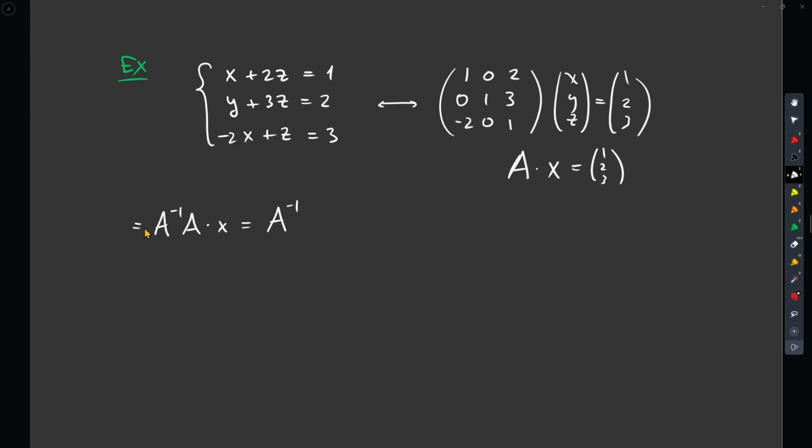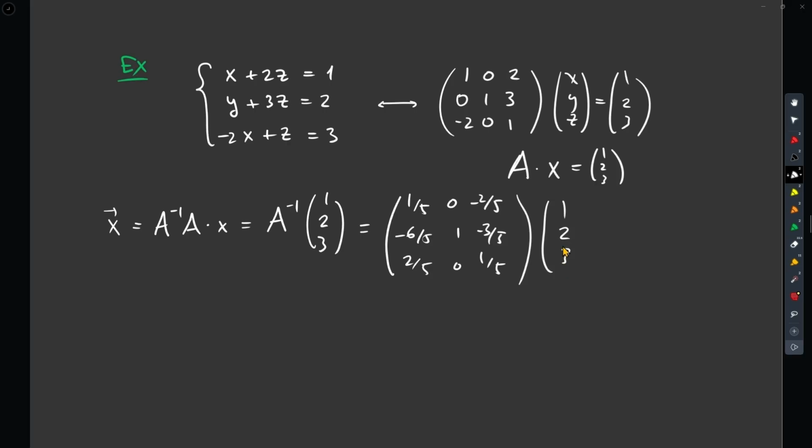And if I multiply both sides by the inverse matrix, on one hand, this is the identity times x, so this is just the vector x. And on the right-hand side is the inverse matrix times the vector 1, 2, 3. So to find the solution, I just have to multiply my inverse matrix, which we just computed, to be this matrix, by the vector 1, 2, 3. And what I get is 1 minus 6/5, that's minus 5/5, so it is minus 1. And then if you do this computation, I get minus 1, minus 1, 1.